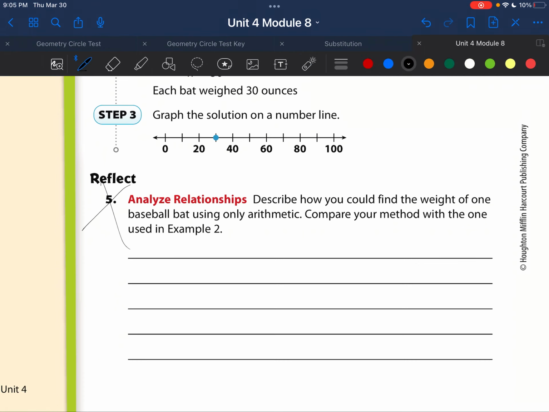Don't worry about number 5. That one's kind of difficult. I don't really like the way they worded that, and it doesn't make sense to me, so we're not going to worry about that.